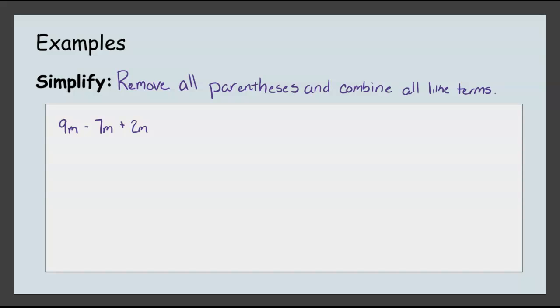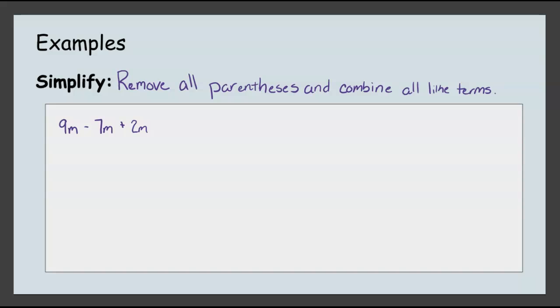Okay, so now it's time for some examples. The first thing we need to do before we start just jumping in and starting to simplify is to actually define simplify. So what it means to simplify is to remove all parentheses and combine all like terms. You're going to need to know this definition. I'm going to state that again. To remove all parentheses and combine all like terms. Make sure that's in your notes, please.